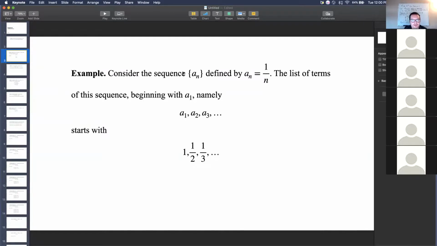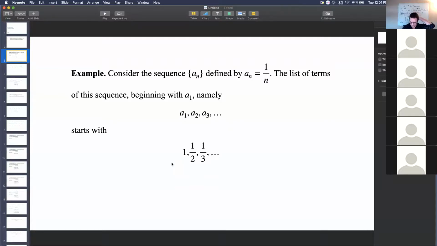So consider the sequence defined by a sub n equal to 1 over n. So if we list the terms in this sequence, a sub 1 is going to be 1 over 1, which is 1. a sub 2 is going to be 1 over 2. a sub 3, 1/3, and so forth and so on. So this is a sequence, and these are the images of this sequence.